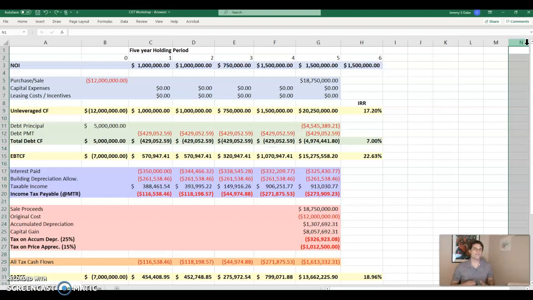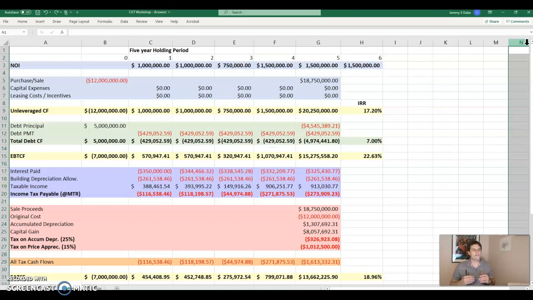Remember that NOI does not include the purchase and the sale of the building. Those are actual cash flows, either paid for or received by the investor. And for this example, I've assumed that there are no capital expenses or leasing costs or incentives. Part of the challenge of the workshop was to add some leasing incentives. So if you'd like to go over the more complex version, feel free to get in touch with me.